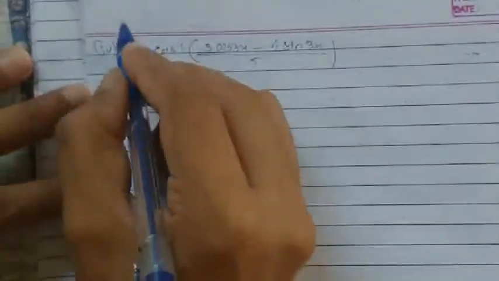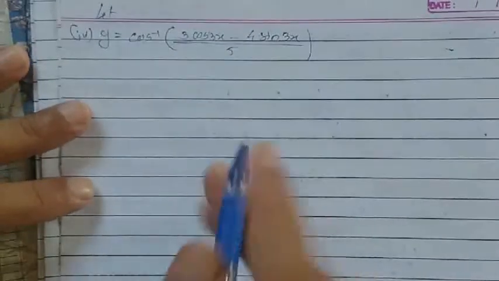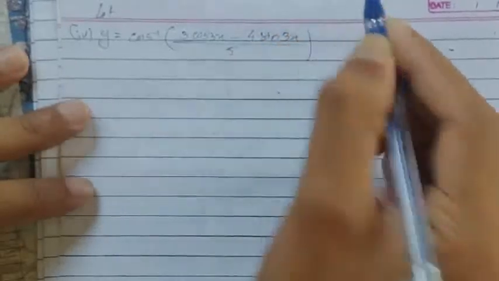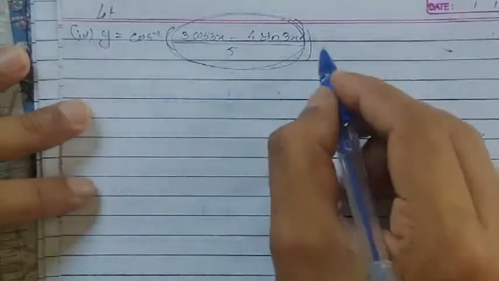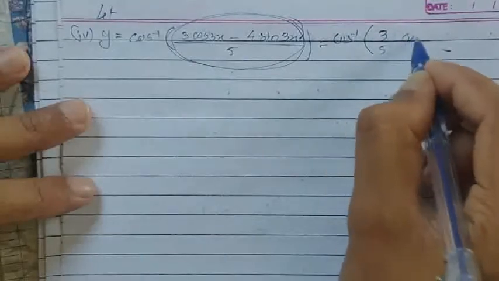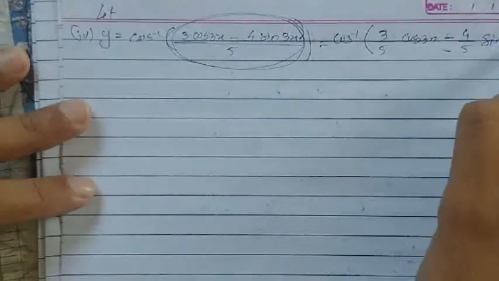In our next question we have cos inverse of 3 cos of 3x minus 4 sin of 3x divided by 5. So let us assume that the given function y equals this one. Again we have the formula for cos inverse of cos of theta is nothing but that angle theta. So try to convert this whole angle in terms of cosine angle. For that, first of all, try to separate out that denominator. We get 3 by 5 cos of 3x minus 4 by 5 sin of 3x.